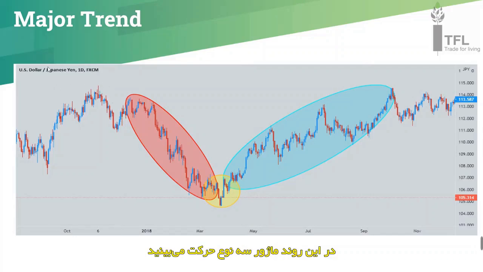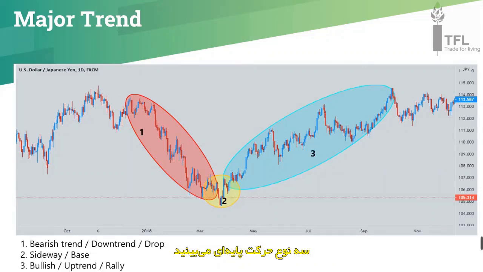In this major trend, I'm going to explain it very slowly. You can see that there are 3 types of movement, the most basic movements. The first movement is what you know as a downtrend, a bearish trend, or the drop. The second one is the sideways, or the base. And the third is the bullish uptrend, or the rally. We'll explain slowly, one by one. If you look at this major trend right here, you can see that the price keeps breaking the structure.